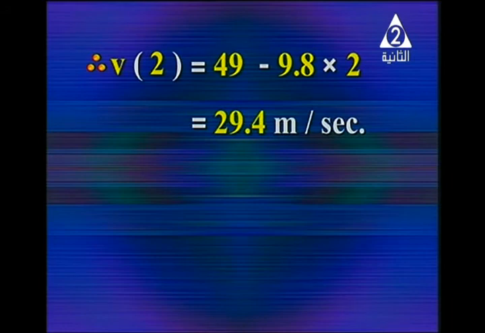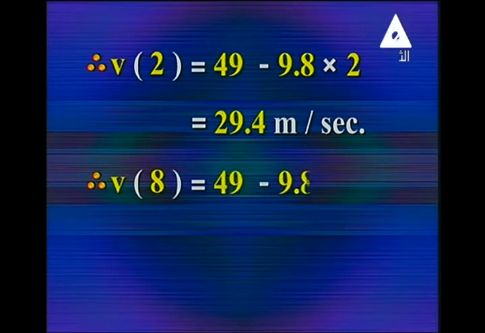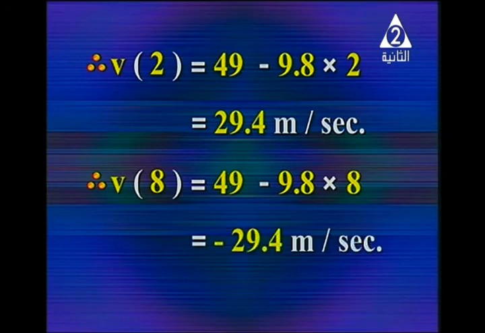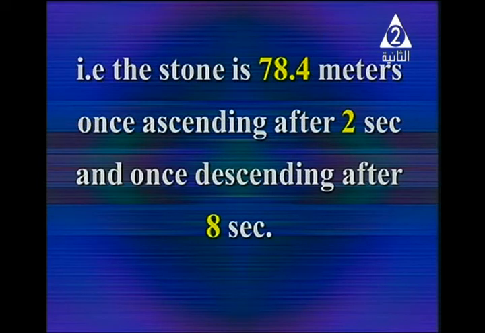Therefore, we find the velocity at t equals 2: 49 minus 9.8 times 2, the answer is 19.6 meters per second. This is the velocity when t equals 2. When t equals 8, by substitution, the answer is negative 29.4 meters per second. The stone is 78.4 meters high once ascending after 2 seconds and once descending after 8 seconds.